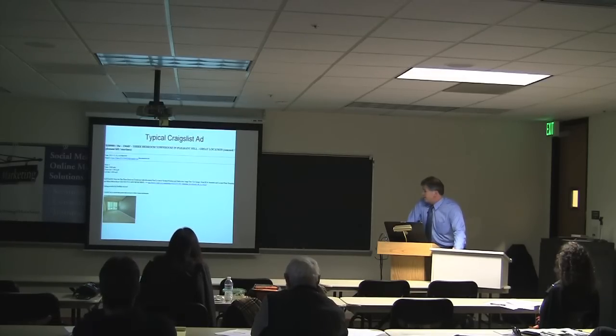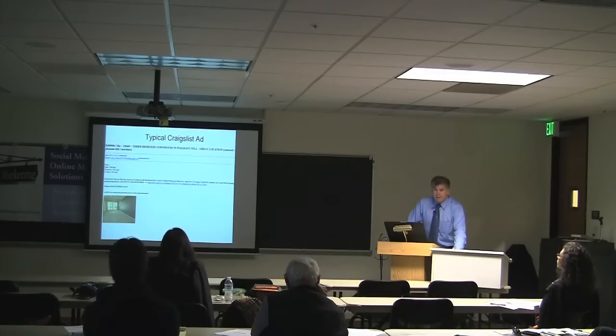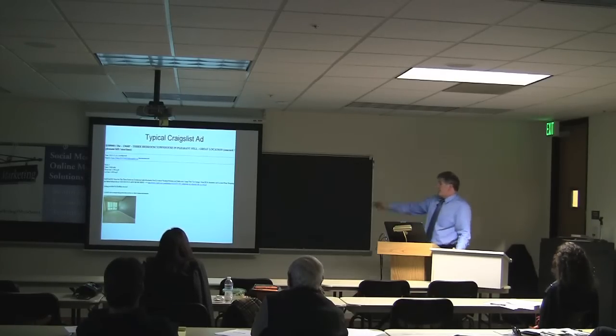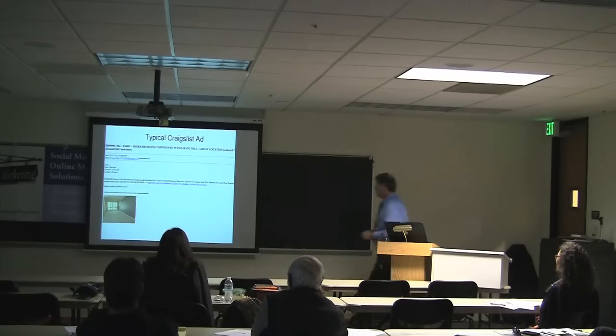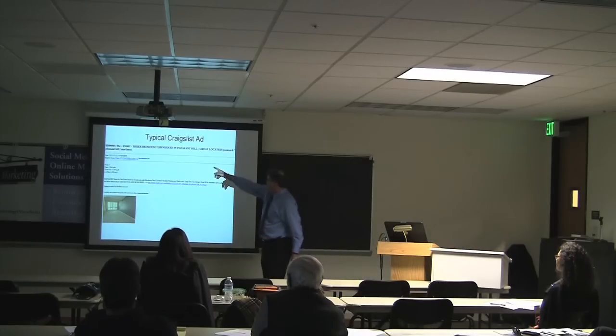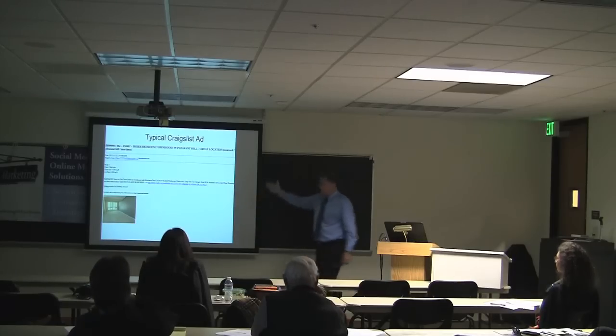So this is an example of a typical Craigslist ad. We're all kind of used to seeing ads like that, are we not? I hope that's not somebody's ad in here. But truthfully, this is what you see. So you have the headline, just a basic description. There's one photo. You can have 4, but there's one here. And a brief description.